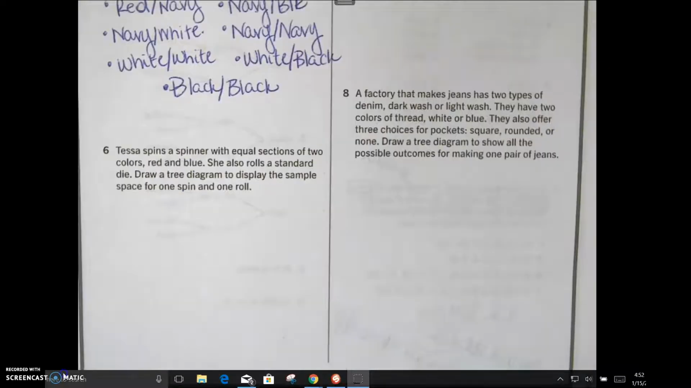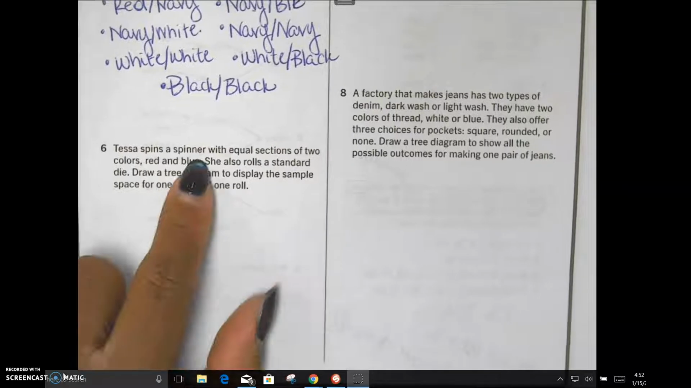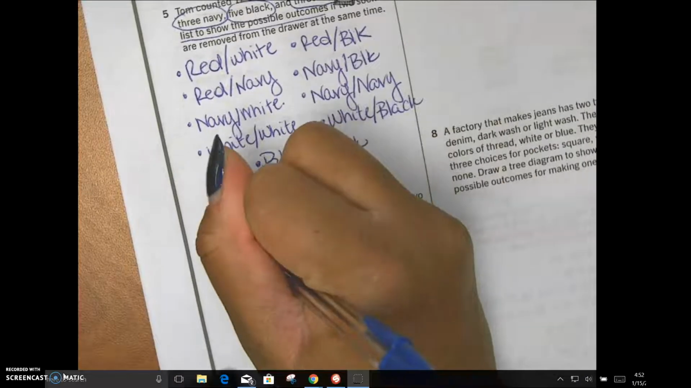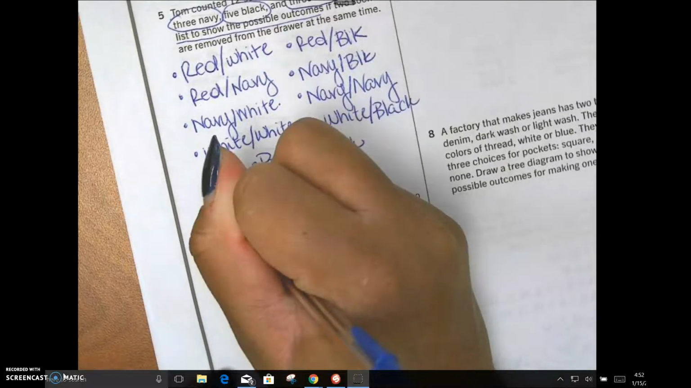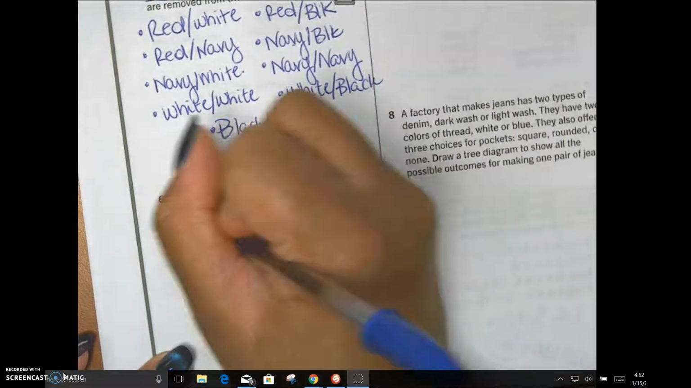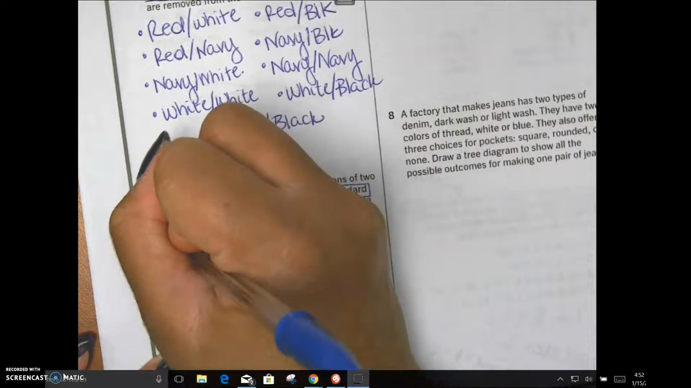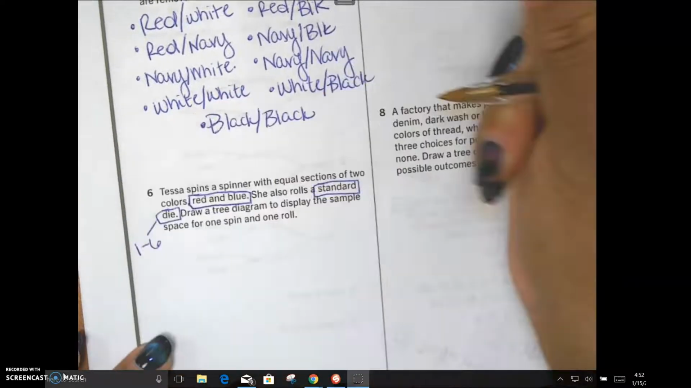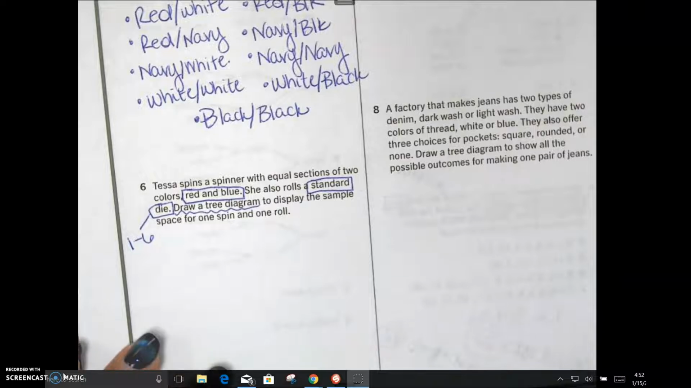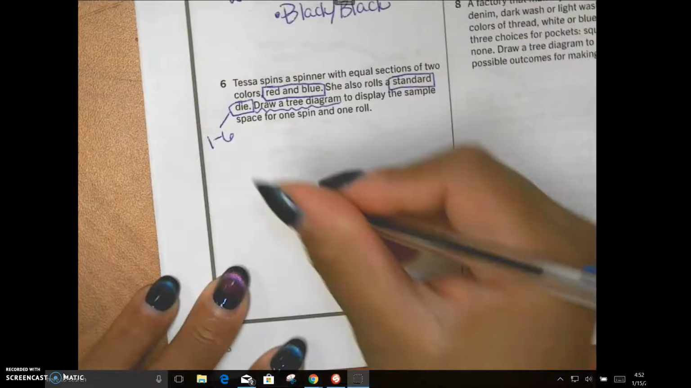On number 6, Tessa spins a spinner with equal sections of 2 colors, red and blue. What are her options there? Red and blue. She also rolls a standard die. What are the options for the die? 1 to 6. Draw a tree diagram to display the sample space for 1 spin and 1 roll.